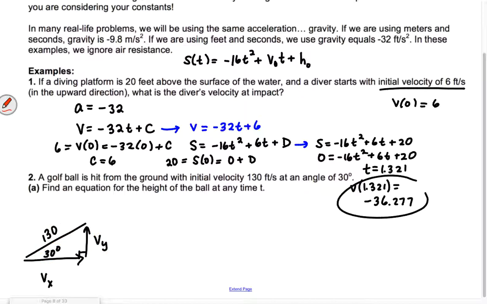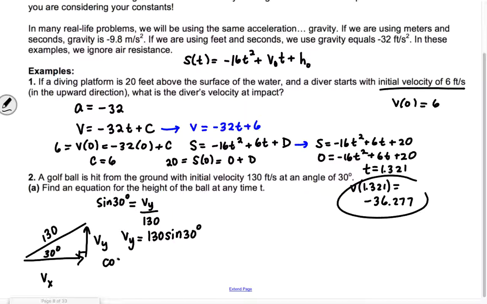Sine. So I would set it up, and I'd be like, okay, I have the sine of 30 degrees is equal to my y component for the velocity divided by the hypotenuse, which is 130. Do you guys all see that Vy is going to be 130 times sine of 30? So it's kind of like our magnitude times our sine of the angle. What do you guys think V sub x is going to be?